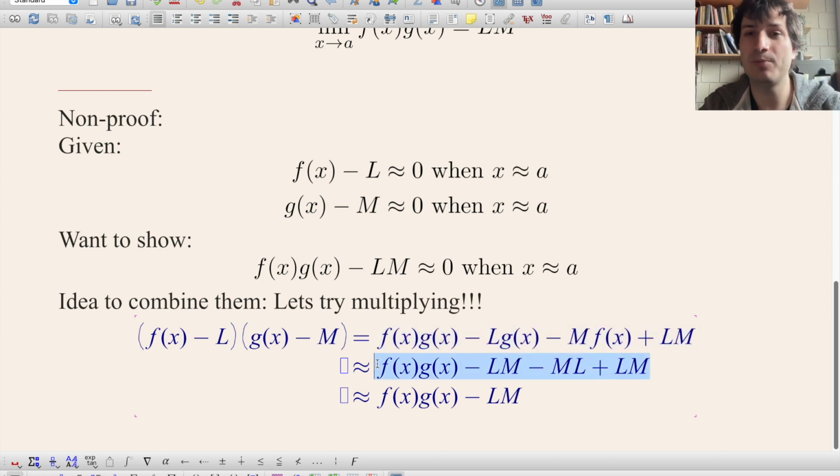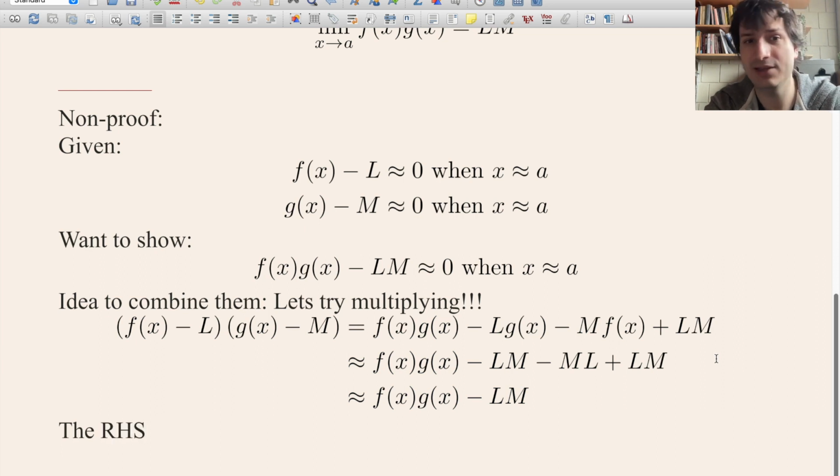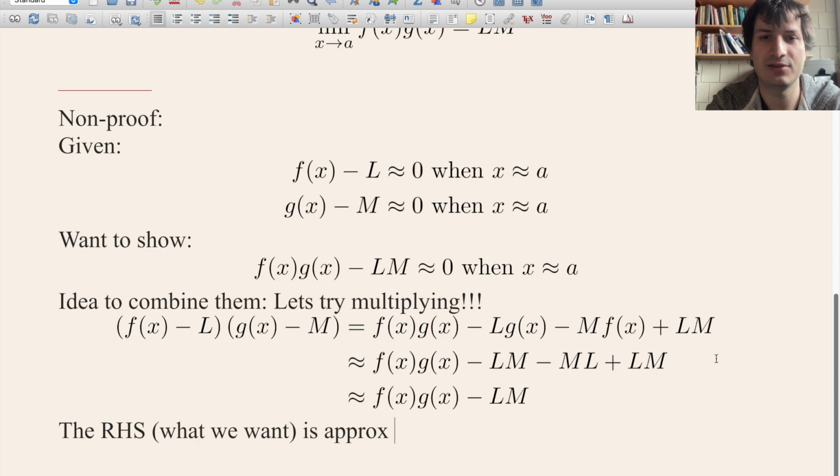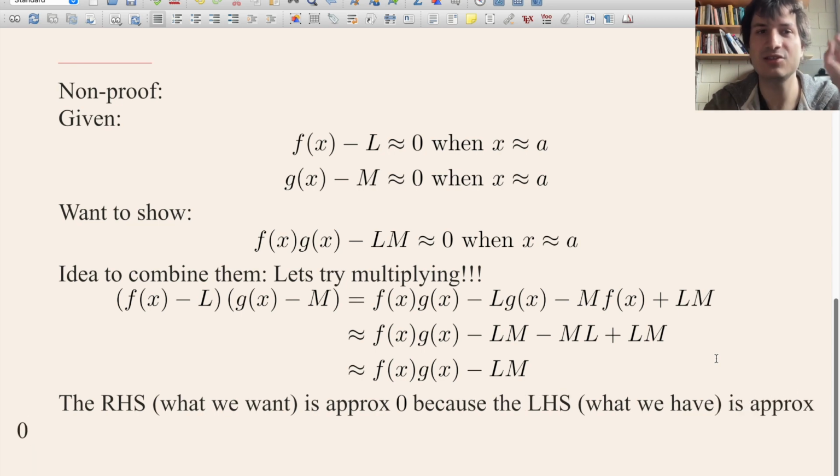And because the individual parts are doing what we expect, like g is approximately m and f is approximately L, we can add them together to get what we want, which is that f times g minus L times m is approximately 0. So the right-hand side is what we want. What we want is approximately 0 because the left-hand side, what we have, is a proxy. So this is the core idea of the proof.